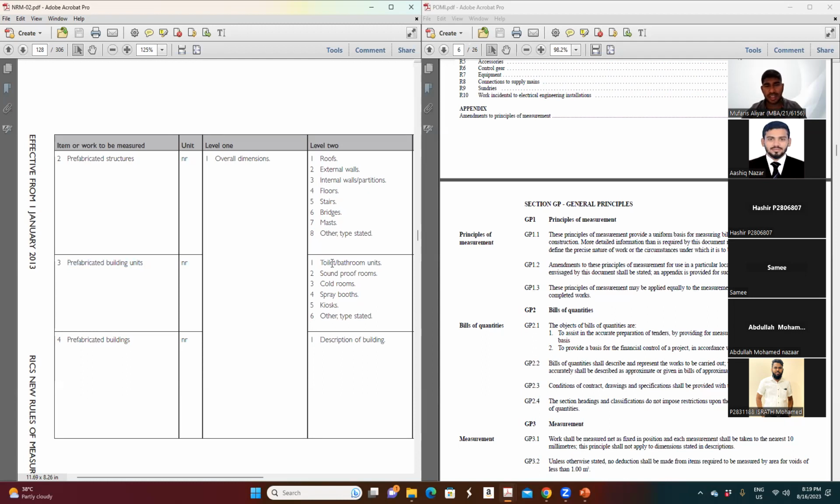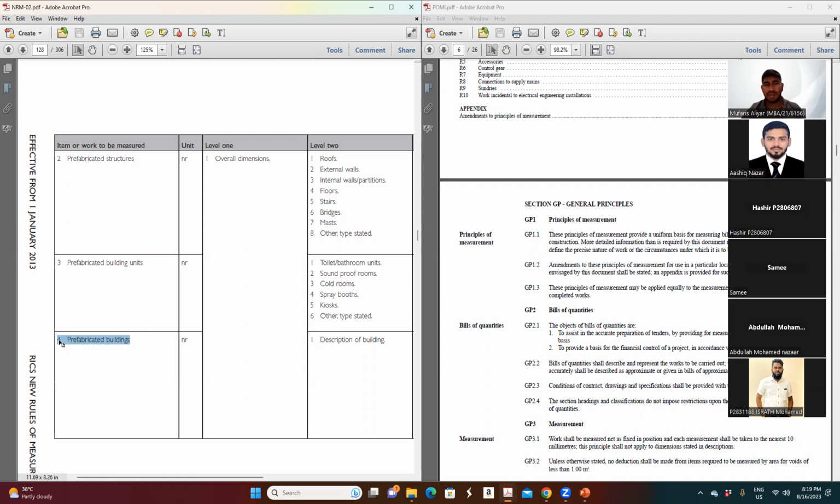As I said here, you can see clearly toilets, bathrooms. Nowadays, I see some construction where the toilet is made outside and the finishing is all done. They will just come and place it. It's easy. And cold rooms, spray booths, kiosks, soundproof rooms, something like that. These are prefabricated units. Prefabricated buildings are a building itself.